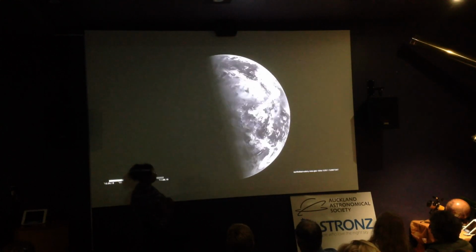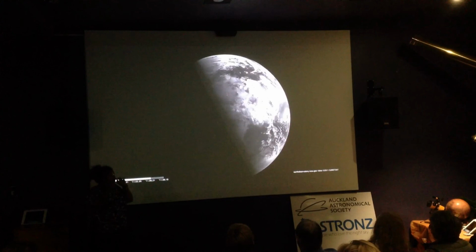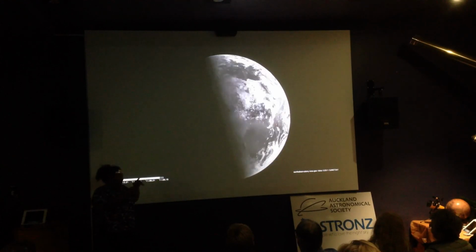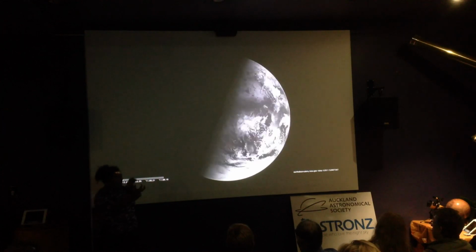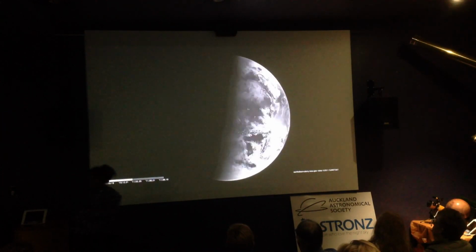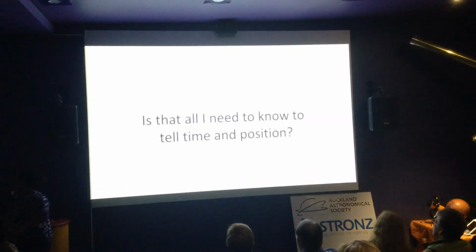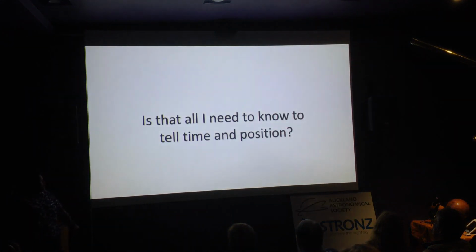So you can just see that, which is quite cool, but you've just got to keep in mind that in this case here, the Earth is still, and we're just shifting the amount of light that you're getting in there, which is quite neat. Which brings me to this. Is that all I need to know?